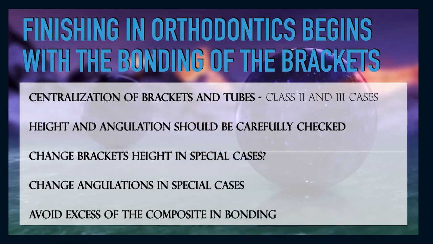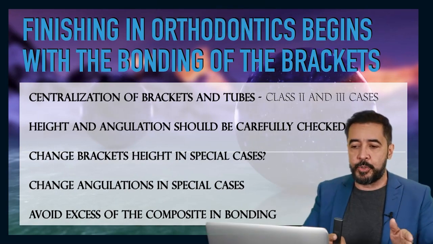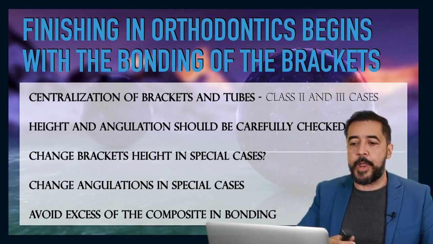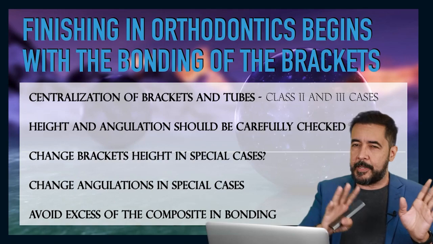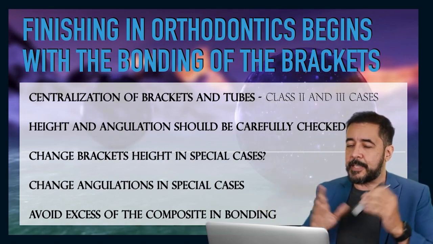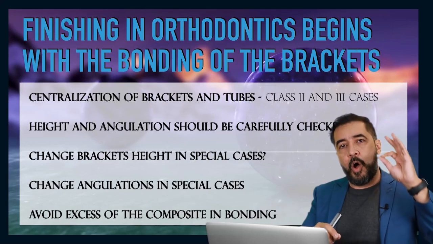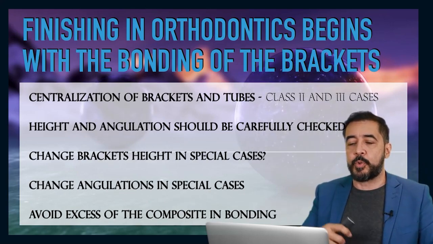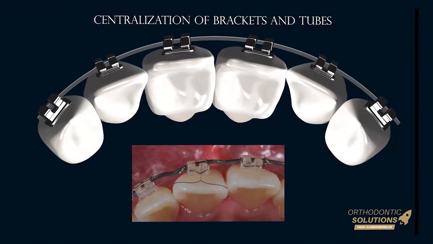So finishing in orthodontics begins with the bonding of the brackets and tubes. We're going to talk individually about all those situations, the centralization of brackets and tubes. For class 2 and class 3, we're going to say something that is important, height and angulation during the bonding of the brackets and tubes. Those are very important also. So we're going to do this one by one.